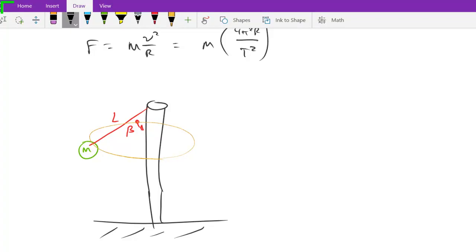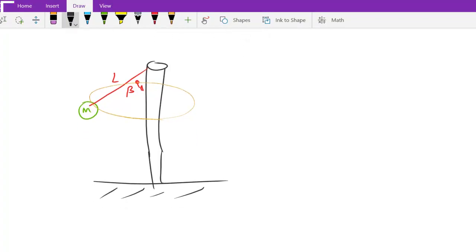So when we free body diagram this, let's choose a coordinate system here because I drew my mass off to the left. As I take a snapshot, it'll need to have some acceleration off to the right. That will be my centripetal acceleration. So I'm going to make my positive direction off to the right just for convenience. Don't have to, but it's more convenient to do so.